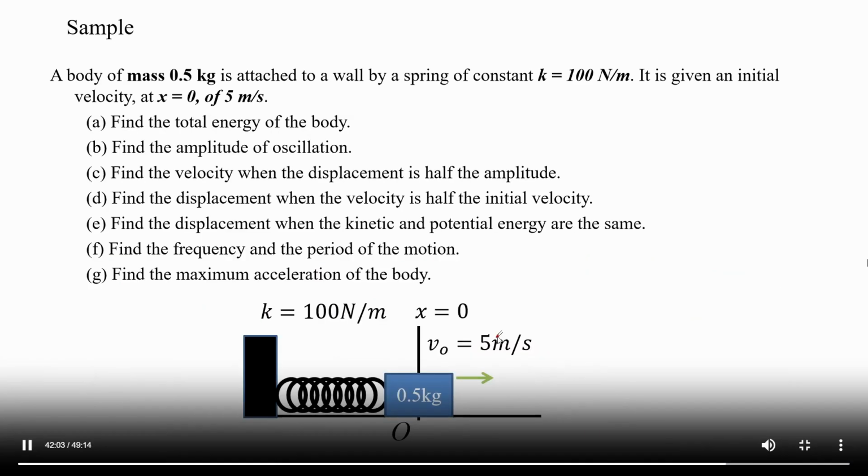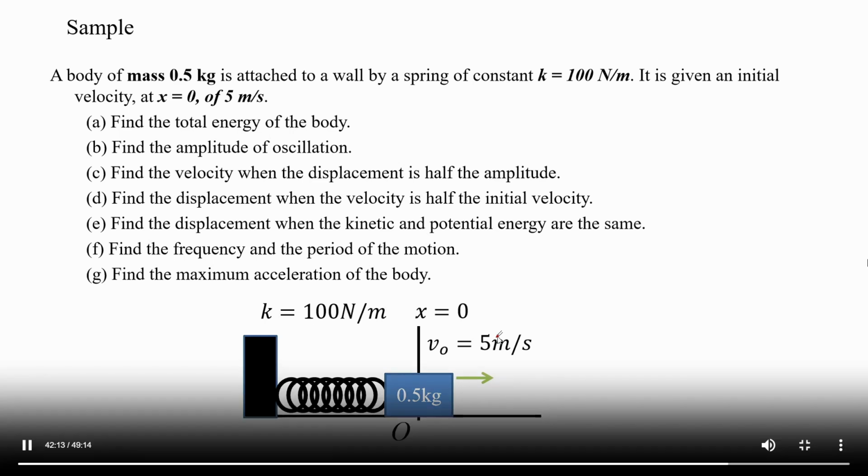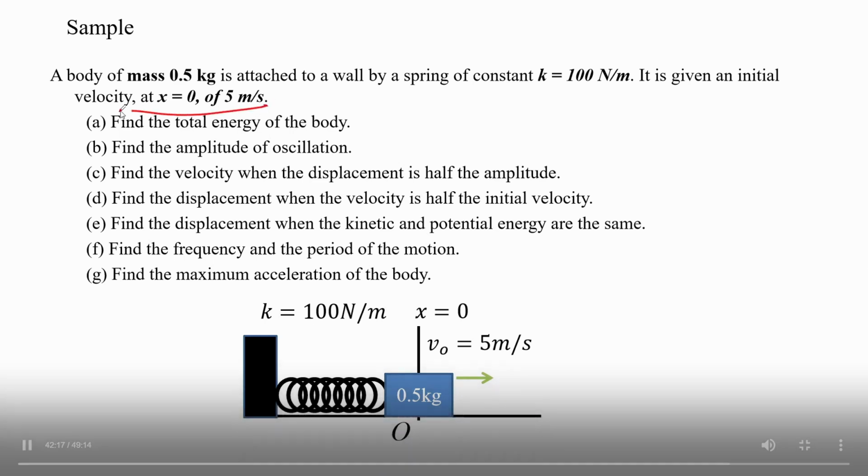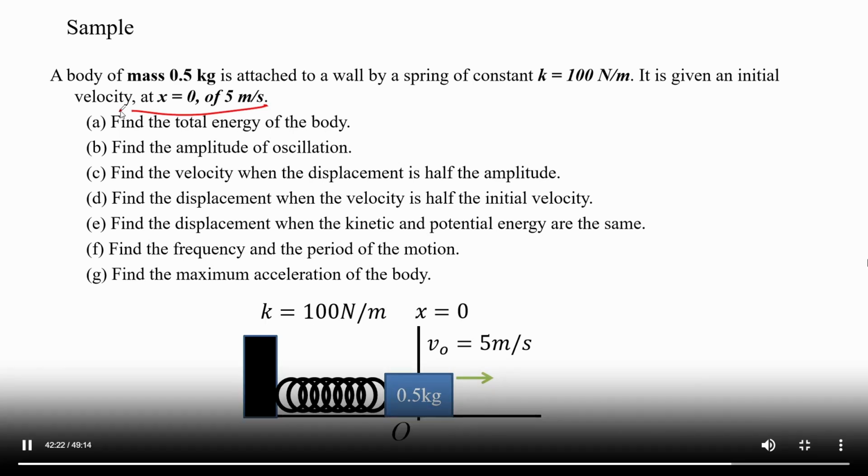Now, we have here a body of mass 0.5 kilogram attached to a wall by a spring with spring constant 100 newtons per meter. It is given an initial velocity at x naught, or x equal to 0, of 5 meters per second. Letter A, find the total energy of the body. Letter B, find the amplitude of oscillation.